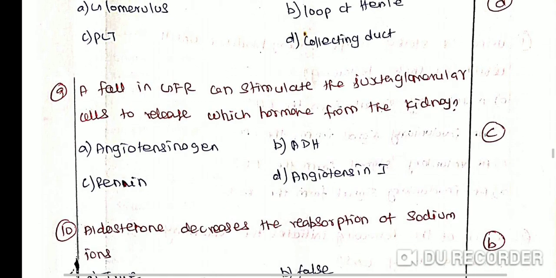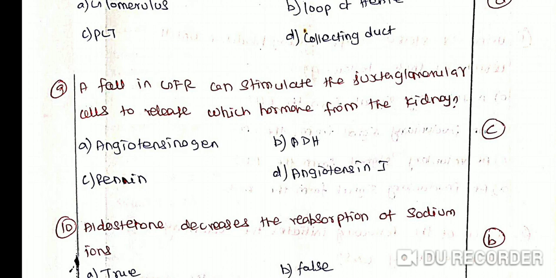Next question: a fall in GFR can stimulate the juxtaglomerular cells to release which hormone from the kidney? Option A, angiotensinogen. Option B, ADH. Option C, renin. Option D, angiotensin 1. The correct answer is option C, renin.